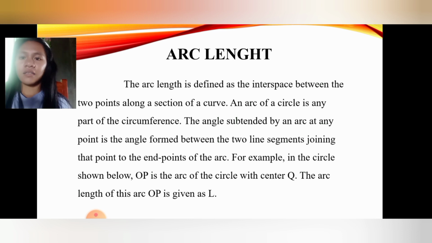The angle subtended by the arc at any point is the angle formed between the two line segments joining that point to the end points of the arc. For example, in the circle shown below, OP is the arc of the circle with the center Q. The arc length of this arc OP is given as L.